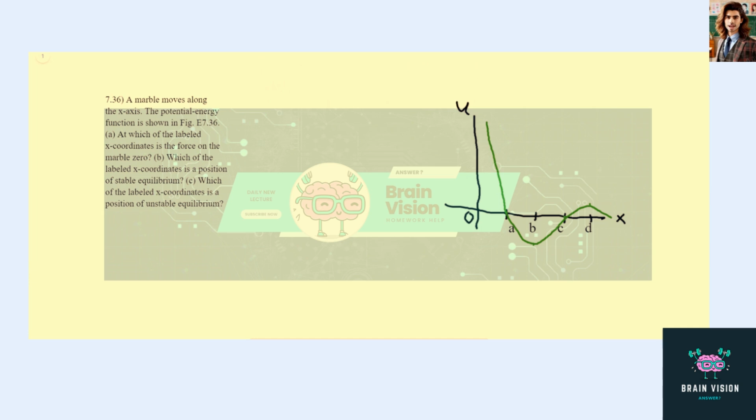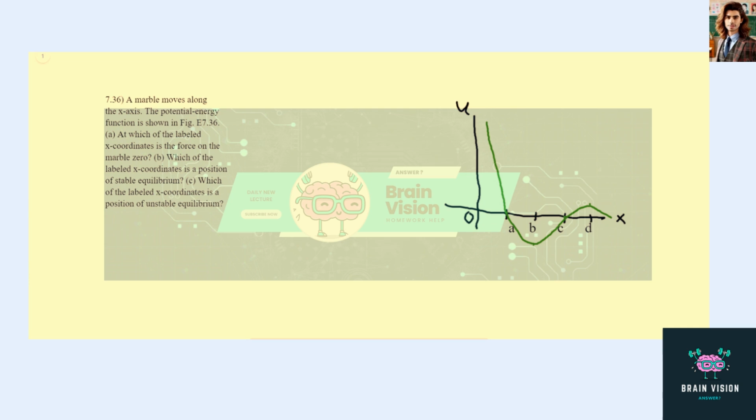A marble moves along the x-axis. The potential energy function is shown in figure 736. At which of the labeled x-coordinates is the force on the marble 0? The x-coordinates we have available here are A, B, C, and D. So first off, what does it mean by having the force on a marble be 0?